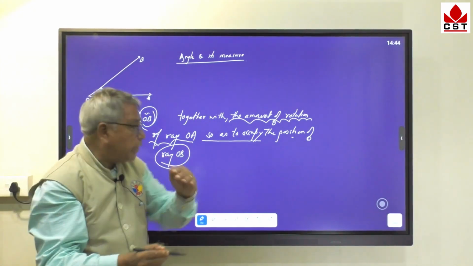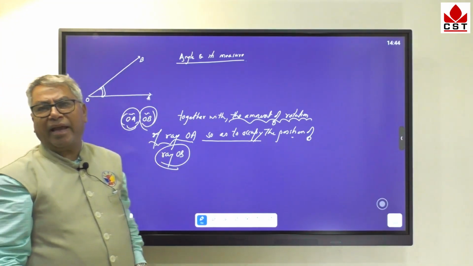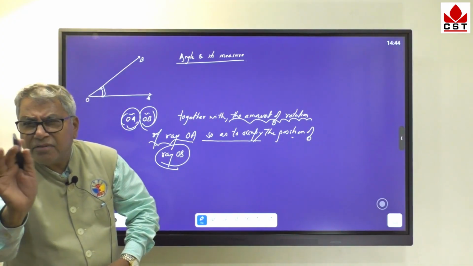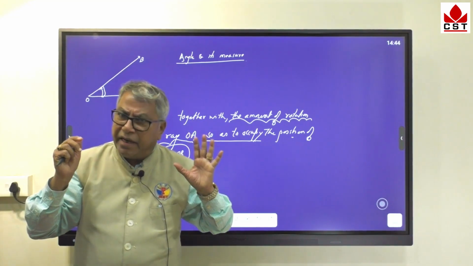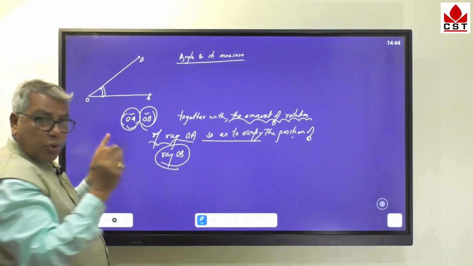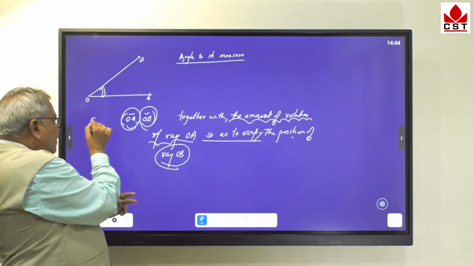That amount of rotation is called an angle. No degree, nothing else. Angle is the amount of rotation. So again, I define: ray OA, ray OB, this is the ordered pair.